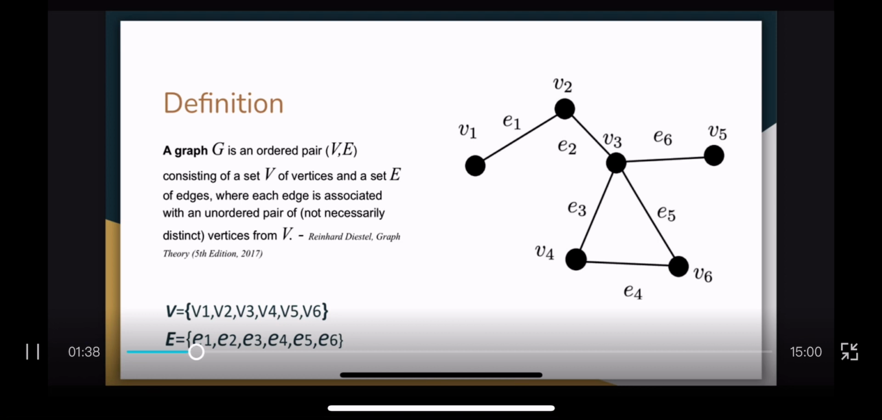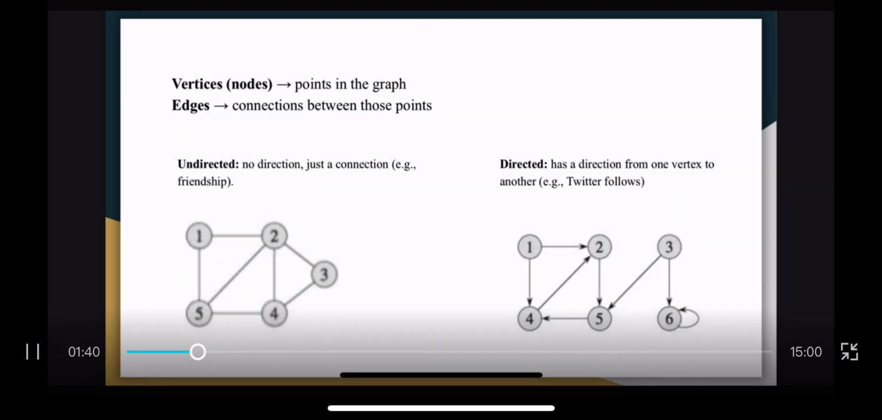Now graphs come in two types. So we have undirected graphs, where the edges are just connections without specific direction. A great example could be friendships on Facebook. If you're friends with someone, the connection goes both ways. On the other hand, we have directed graphs. Here the edges have clear directions, and a perfect example would be Twitter. You can follow someone, but they don't necessarily have to follow you back.